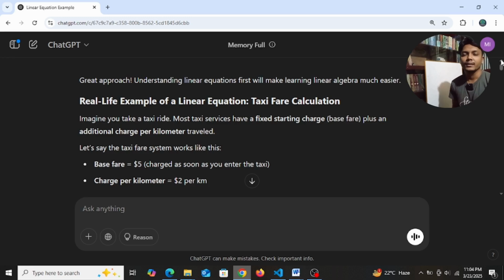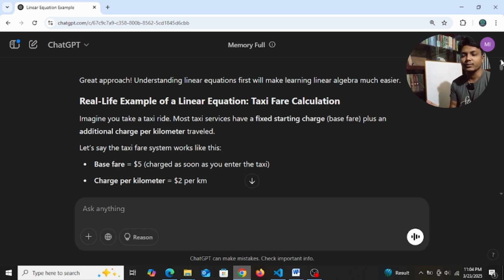Hello everyone. In this video, we will try to learn linear algebra from basic to advanced, right? And I will try to give you real life examples like everyday buy and sell scenarios so that you can relate with the things easily, okay? So let's start. So first of all, we need to understand what is linear equation.